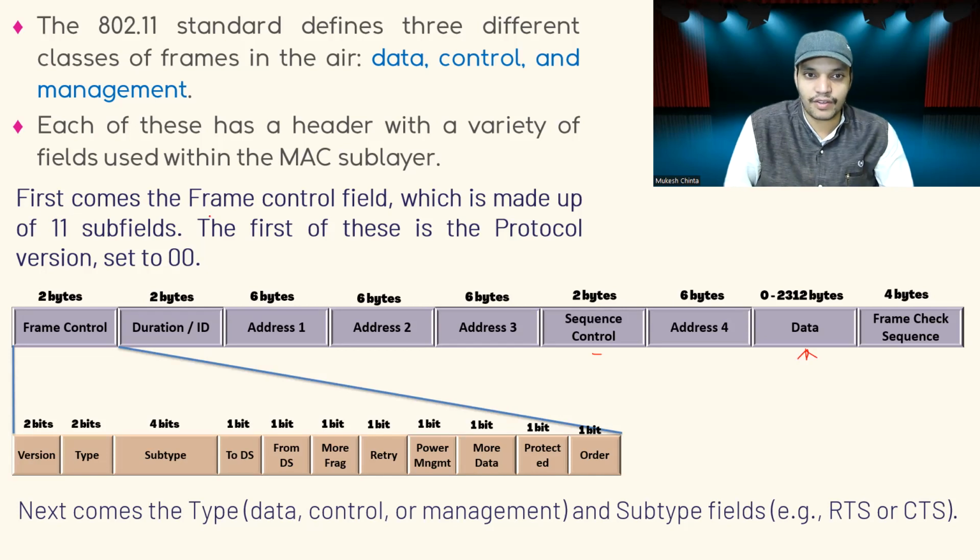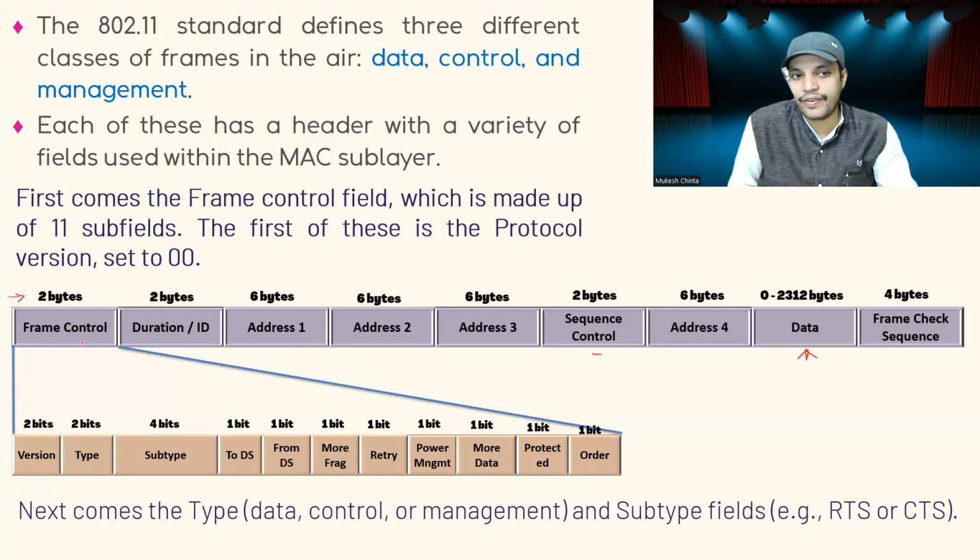First comes the frame control field, which is made up of 11 subfields. The first of these is the protocol version, which is set to 00. Whenever you're answering such a question, please ensure that when you draw the frame format, you mention the size of each field. What is the length of each field? You have to mention it on top, whether it is in bits or bytes.